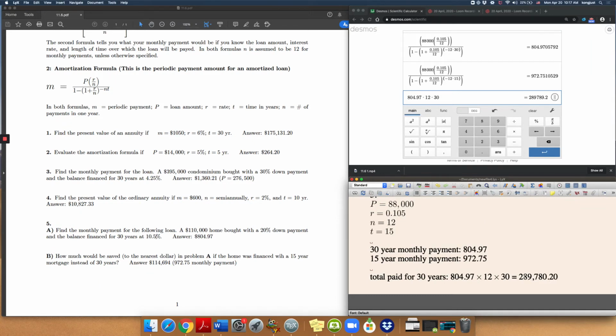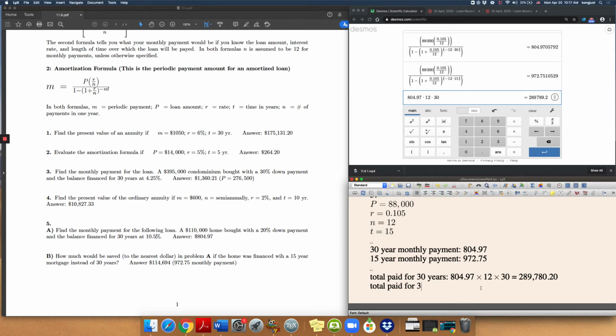Okay, interesting. By the way, let's just remind ourselves, how much did I borrow? I borrowed $88,000, and in the end, I ended up paying $289,000. Okay, that sucks, but again, this interest rate is high, but that's kind of the idea. You're going to end up paying a lot more than the actual loan.